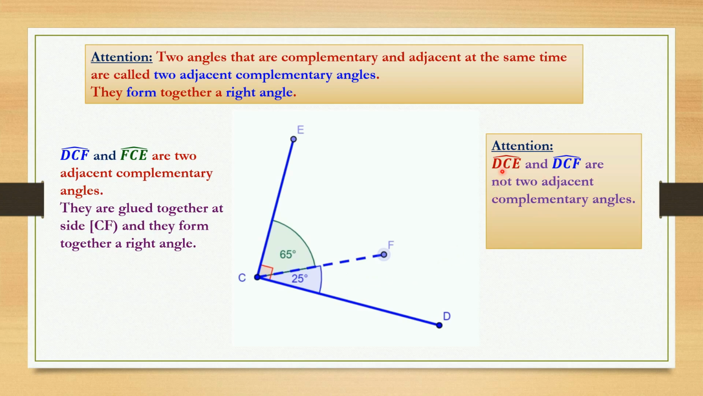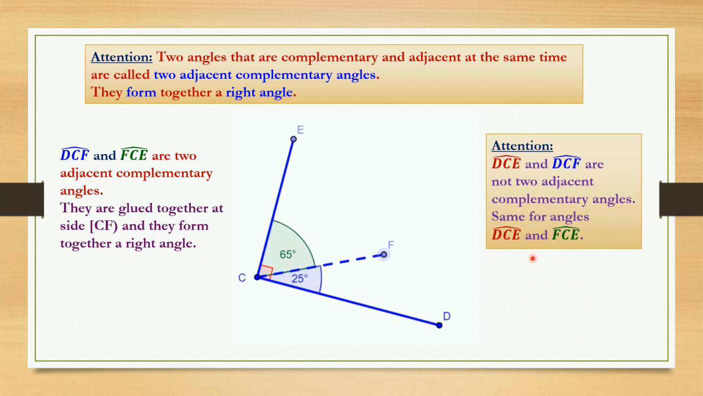And their common side here is DC. The two repeated letters are D and C. So CD is their common side. They are both situated to the left of the common side CD, so they are not adjacent either.